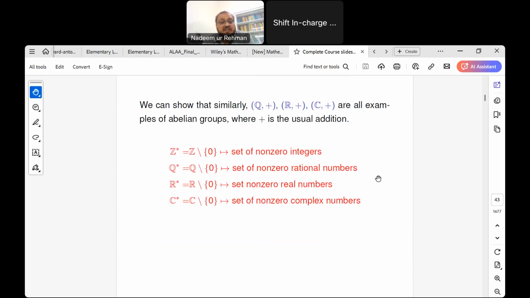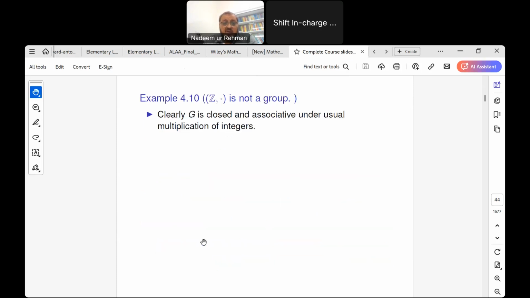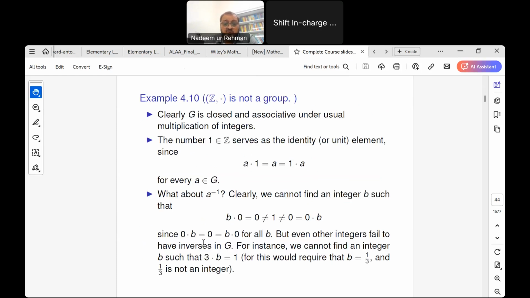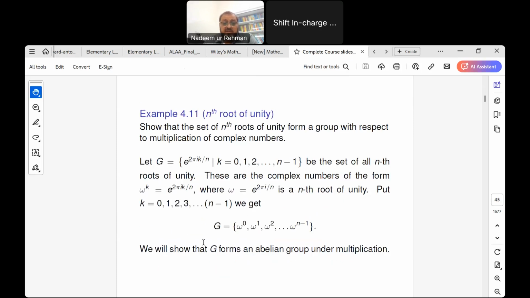So in this case, we can say that Q star, R star, and C star are abelian groups under multiplication, but Z star again is not an abelian group under multiplication. Similarly, the complex numbers also satisfy these conditions. Now we say that Z under multiplication is not a group, because the inverse of an element does not exist in this case.